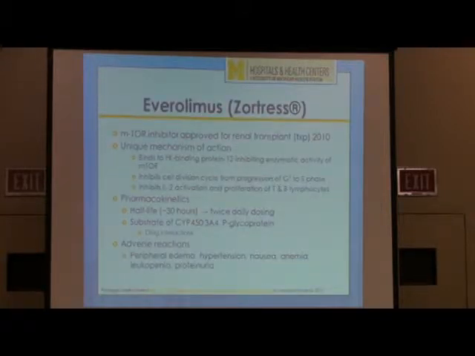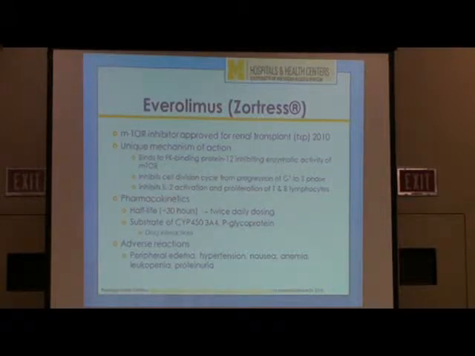So our first pearl is in regards to everolimus, or Zortress. This was the second mTOR inhibitor that was approved. It was actually approved in renal transplant in 2010, and it has a unique mechanism of action. It gets kind of confusing because everybody thinks that everolimus and sirolimus, which is the other mTOR inhibitor, work the same as tacrolimus, which is actually a calcineurin inhibitor. The mechanism of action is very unique to this class in the sense that it binds to FK binding protein 12, which inhibits the activity of mTOR. This leads to the inhibition of IL-2 activation and the proliferation of T and B lymphocytes.